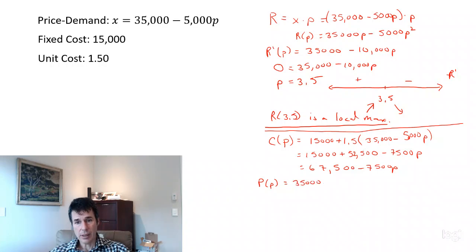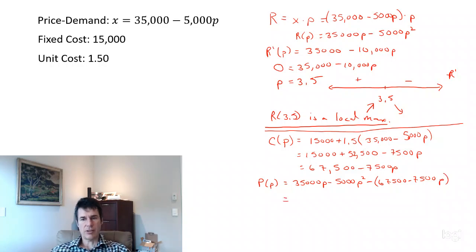So profit, a little bit strange, P of P equals 35,000 P minus 5,000 P squared minus costs, 67,500 minus 7,500 P. Don't forget your parentheses. Let's distribute before we take our derivatives. So negative 5,000 P squared plus 42,500 P minus 67,500. All right, so we have our equation for profit in terms of the price set.